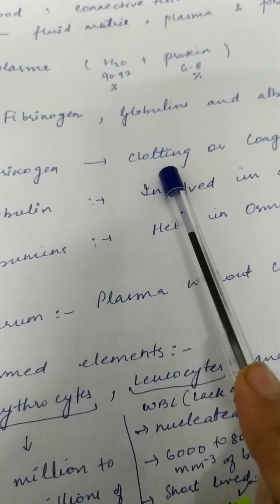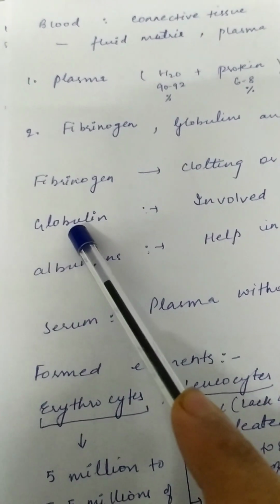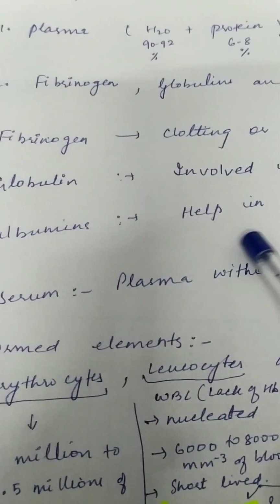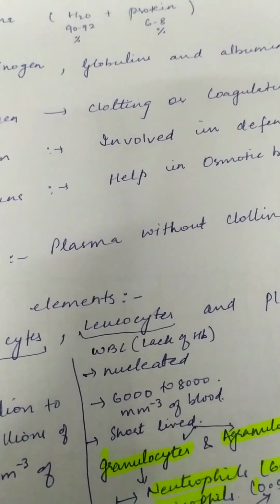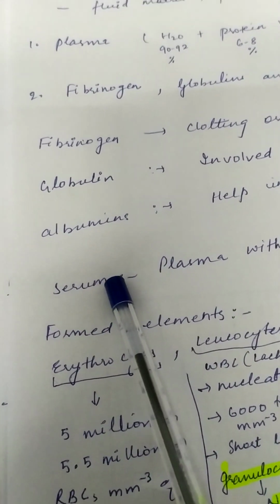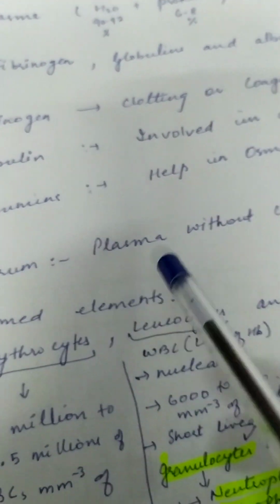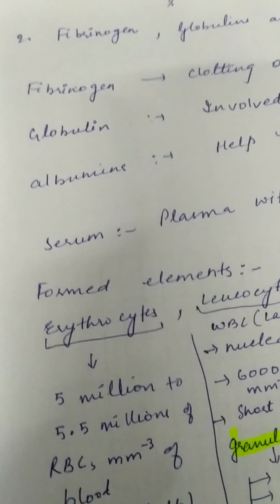Fibrinogen is your clotting factor. Globulin is involved in your defense mechanisms and albumins will help in osmotic balance. And in serum there is absence of fibrinogen. Plasma without clotting factor is serum.